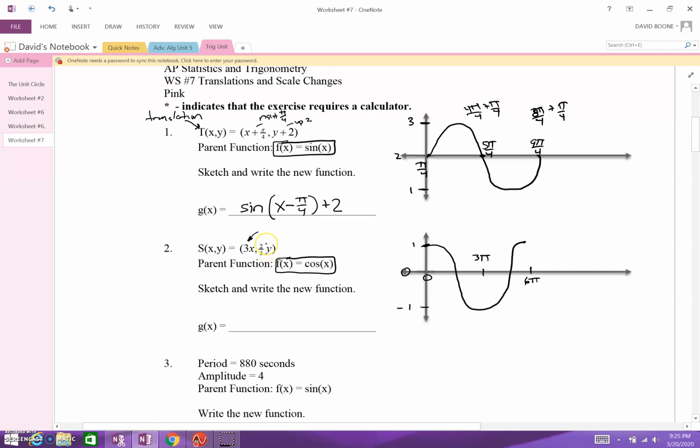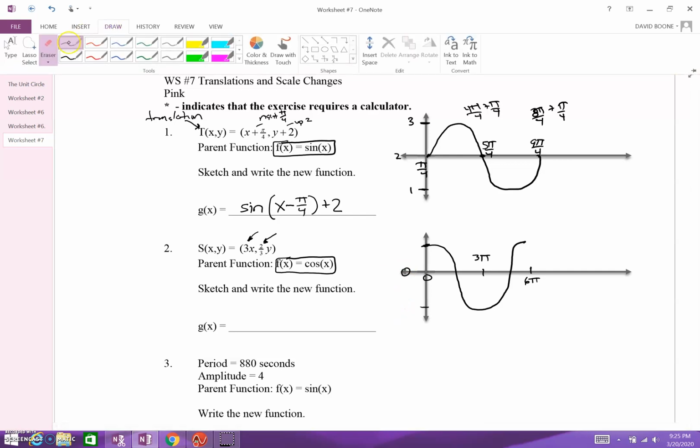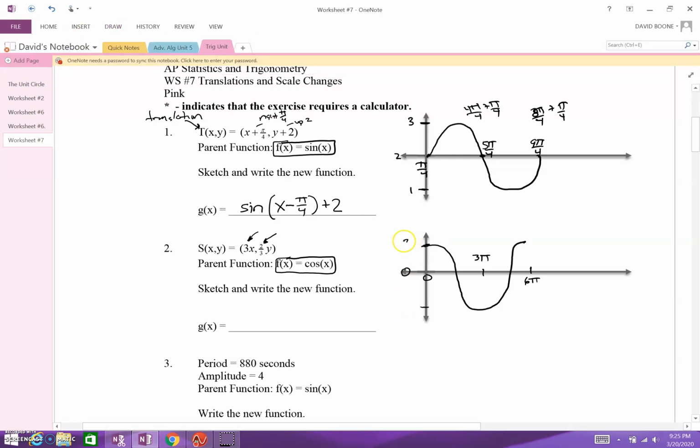Then, if we look at the y, okay, we're multiplying the y by 2/3. So we're going to multiply each of these by 2/3. So that gets multiplied by 2/3. This gets multiplied by 2/3. 0 times 2/3 is just 0. So that 1 was multiplied by 2/3. That's 2/3. Now this one's -2/3. So there's our drawing. There's our sketch for our new function.